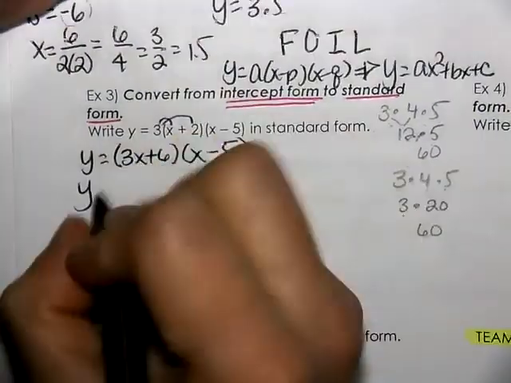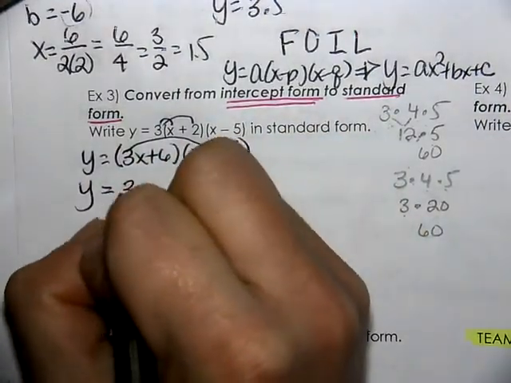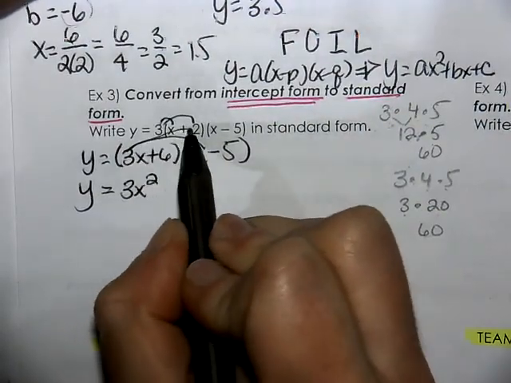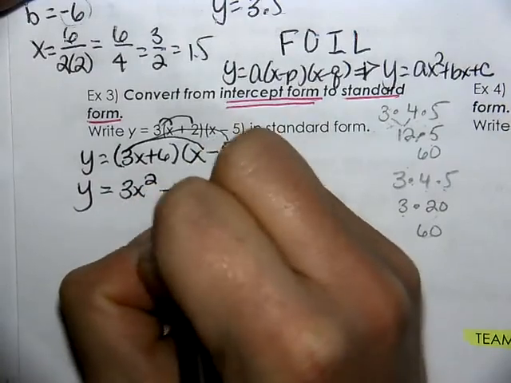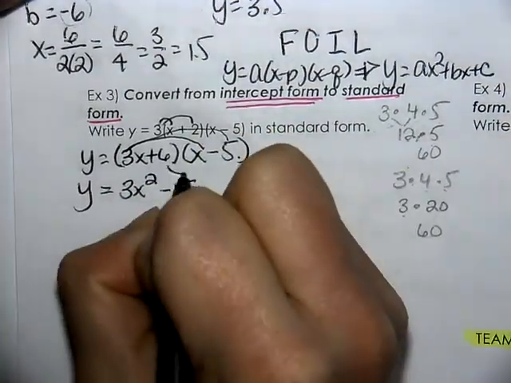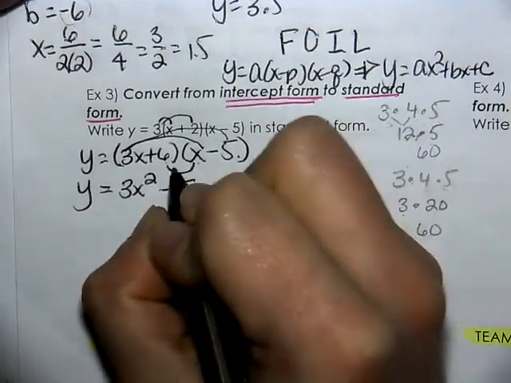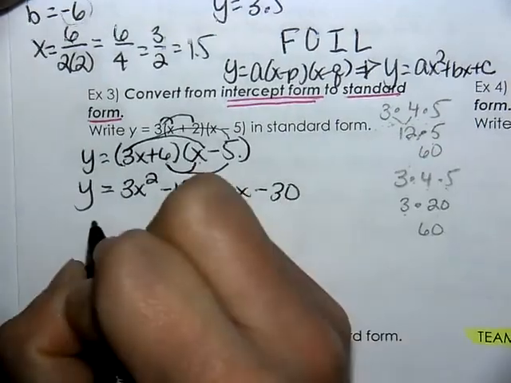I'm going to multiply my first term, which is 3x, times my first term, which is x, to get me 3x squared. Then I'm going to multiply 3x times minus 5. That's my outer times the outer. That's minus 15x. Inner times the inner, so 6 times x is plus 6x. And last times last, so 6 times negative 5 is minus 30.